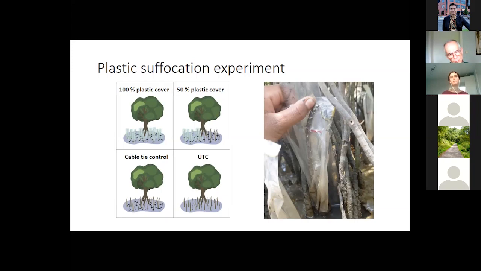There was a 50% plastic cover, which is a bit more realistic looking at the plastic cover in the field. And we had a cable tie control because we had to attach the plastic with cable ties to the roots, and then an untreated control here in the lower corner. And this is just a picture of how we attached the plastic to the pneumatophores.